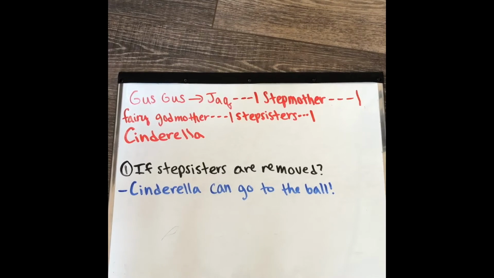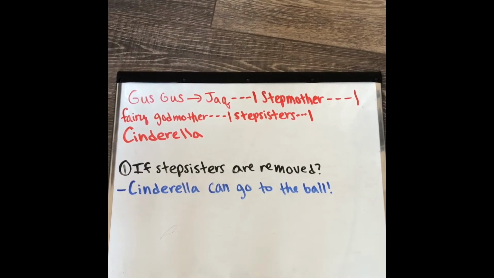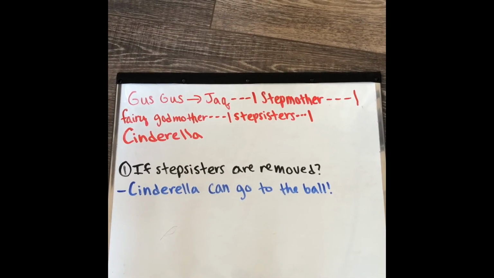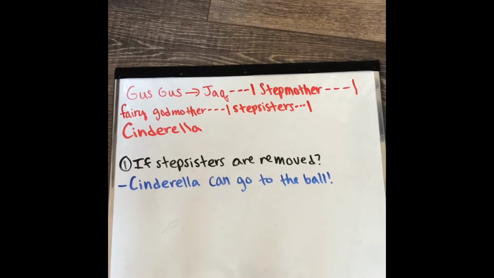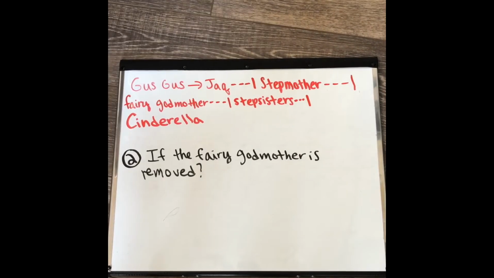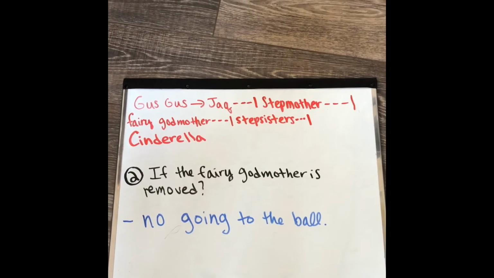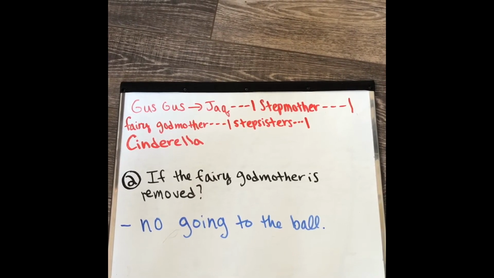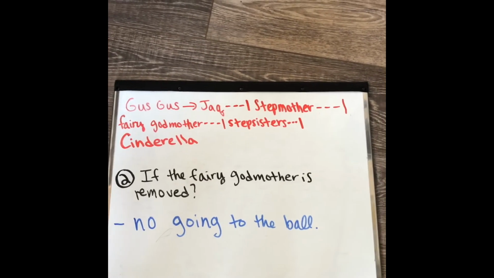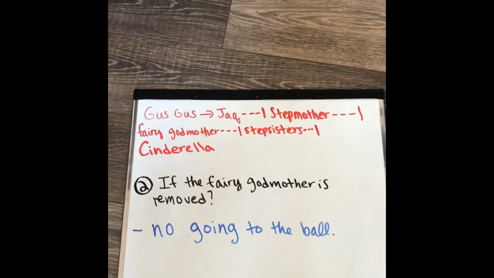Since the stepsisters are what are blocking the Cinderella gene from being transcribed, if the stepsisters are removed, Cinderella can go to the ball. What happens if the fairy godmother is removed? Cinderella will not be going to the ball because the fairy godmother gene is needed to inhibit the action of the stepsister gene, which is keeping the Cinderella gene from being transcribed.